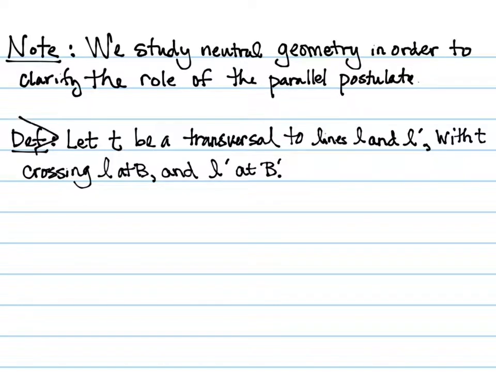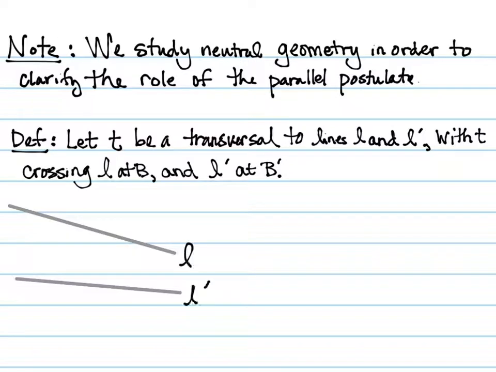So let me draw what I've identified so far. We have two lines. It doesn't say how the lines are related, so I'm not going to try and draw them parallel because I don't want you to insinuate that they have to be, okay? It didn't specify that. Here's L and here's L prime. And then we have a transversal T that crosses them. So here's T. And T crosses L at B. It crosses L prime at B prime. So this is our image so far.